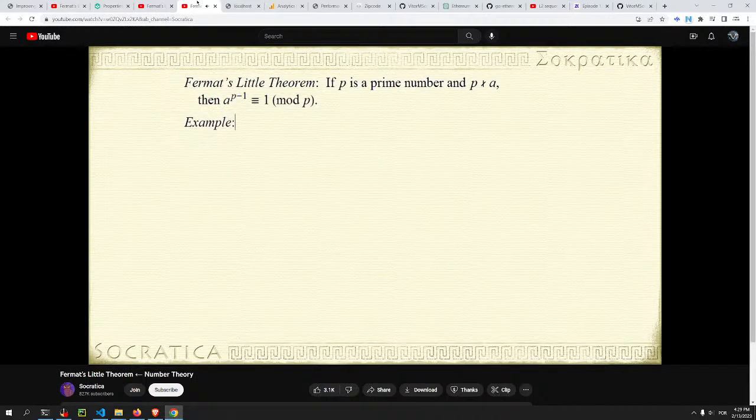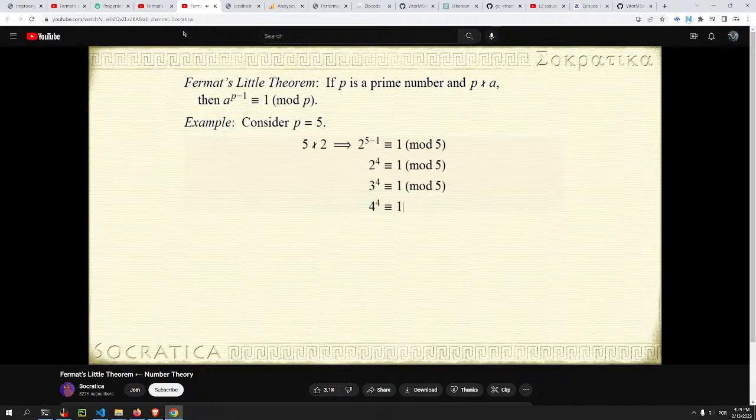Let's see some examples so you get a feel for what this theorem is actually saying. Consider the case where p equals 5. 5 is prime. Then 5 doesn't divide 2, so 2 to the 5 minus 1 is congruent to 1 mod 5, or 2 to the 4th is congruent to 1 mod 5. So if you divide 2 to the 4th by 5, you'll get a remainder of 1. Similarly, p does not divide 3, so 3 to the 4th is congruent to 1 mod 5. P does not divide 4, so 4 to the 4th is congruent to 1 mod 5.